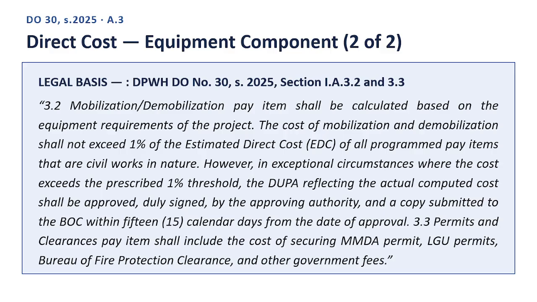End quote. The 1% cap on mobilization and demobilization cost is a specific, numeric ceiling that is easy to check during an audit. If the actual mobilization cost genuinely needs to exceed that 1%, the rule does not forbid it, but it does require a specific extra layer of approval and a mandatory report to the Bureau of Construction within 15 calendar days. Next slide.